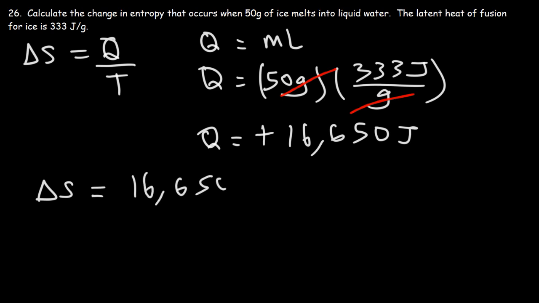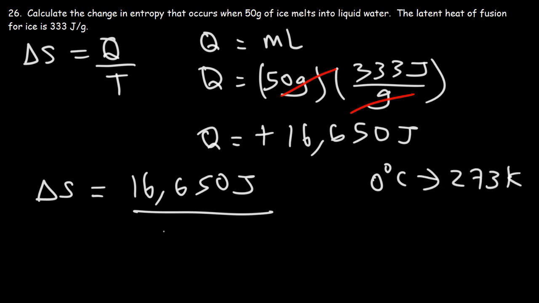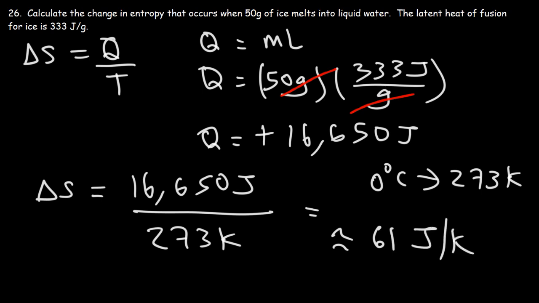So now we can calculate the change in entropy, delta S. So it's Q divided by the Kelvin temperature. Now, ice melts at 0 degrees Celsius, which is equal to 273 Kelvin. So dividing those two numbers gives us 60.99, which we can say is approximately 61 joules per Kelvin. And this is positive. So that's how we can calculate the change in entropy that occurs when melting ice into liquid water.